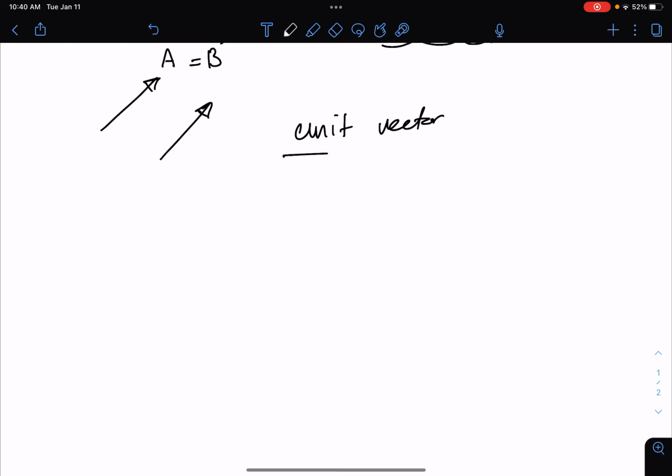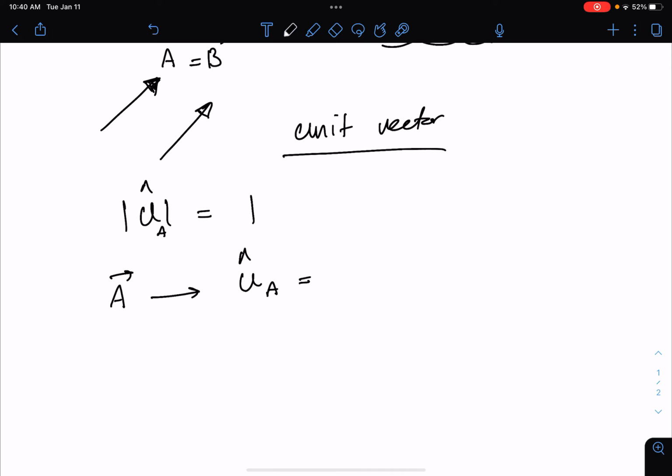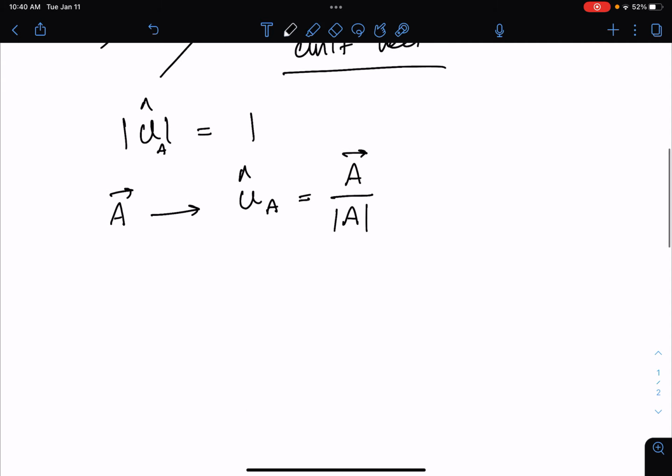The first thing we define after the introduction of vectors. What is a unit vector? A unit vector is a vector whose magnitude is 1. Unit, exactly. And we can define a unit vector for any vector, right? Let's say you have a vector A, and we want to find its unit vector. You essentially have to divide that vector A by its magnitude, right? In Cartesian coordinate system, it is going to look like this.